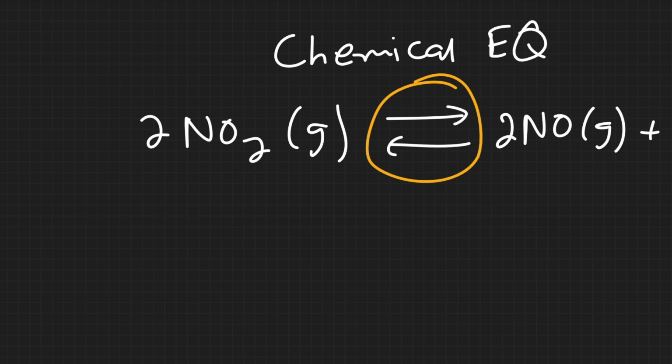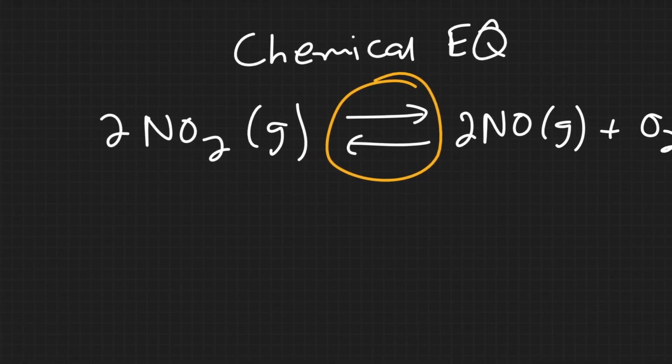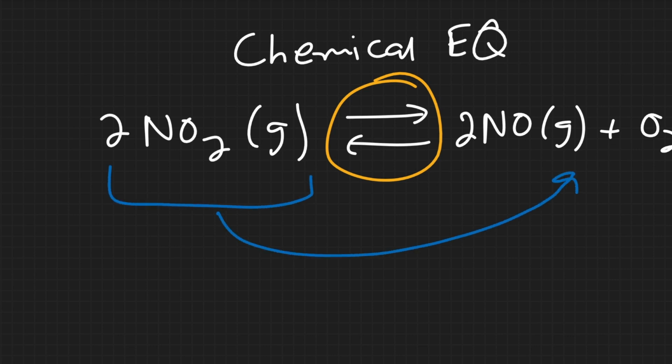That essentially means that this reaction is reversible. So meaning we can start with these products over here and then we can react them to get this reactant, or we can start with this reactant over here and go to these products here. So that's essentially what a reversible reaction is.